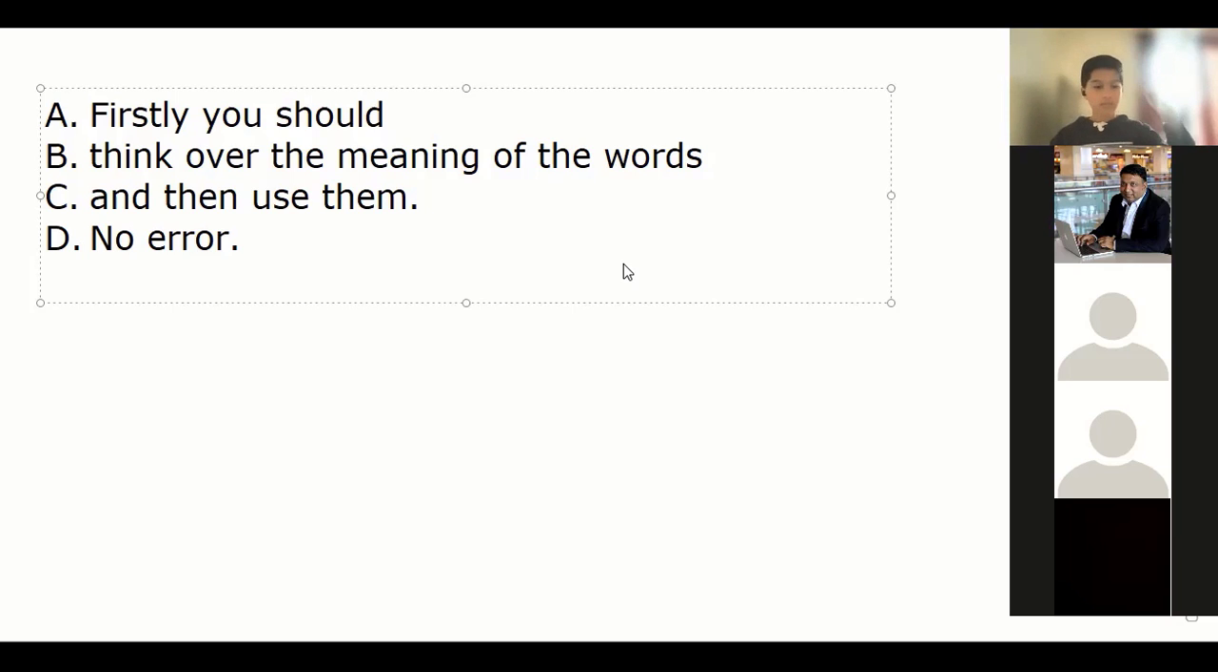Achintya? Yeah. Or can it be first you should instead of firstly? Yes, Achintya. It's not firstly. It could be first of all as well, but it's not firstly. Okay. And Sanchit, why is it A?